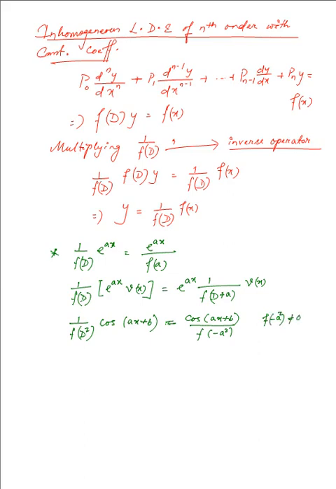If it is equal to 0, then we have a separate condition. We take the third derivative over there. Then if this acts, that is 1 upon f of D squared acting upon sine of (ax plus b), then we end up with sine (ax plus b) divided by f of minus a squared, the condition being the same, that is f of minus a squared must not be equal to 0.